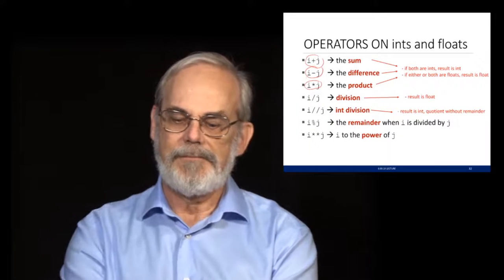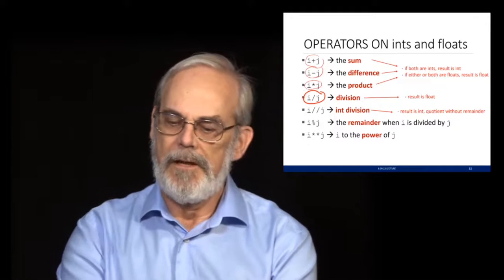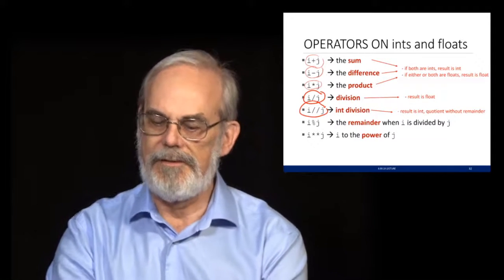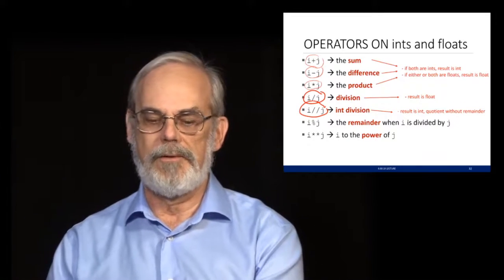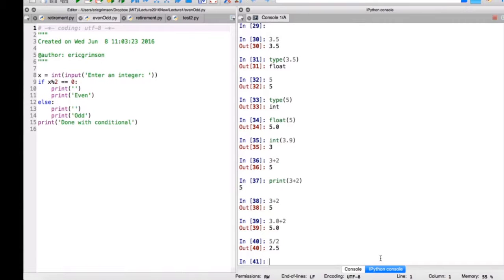Division's a little trickier because I have both standard division, which will be a float, and I have integer division, which will be the quotient without the remainder. And let's look at two examples. If I do 5 divided by 2, I get 2.5. If I do 5 with 2 slashes divided by 2, I get the integer part, which is 2. The 0.5 is thrown away. And if I wanted to get the 0.5, I could do 5 remainder 2, which is the percent sign, and that gives me the piece left over when I divide those two pieces together.